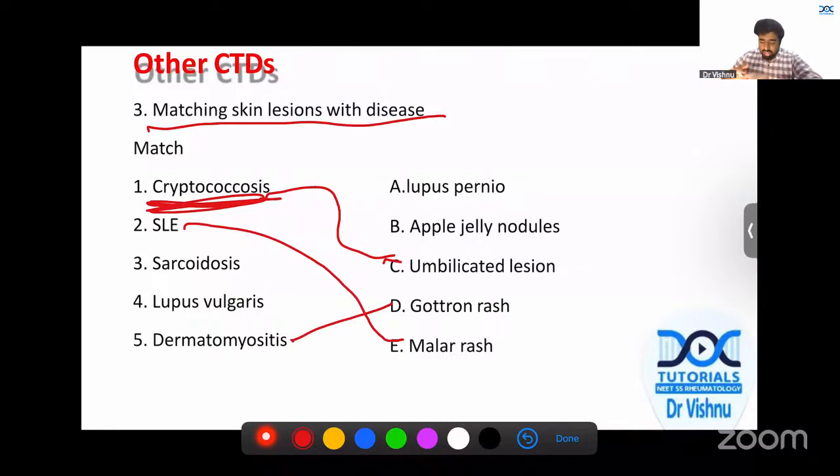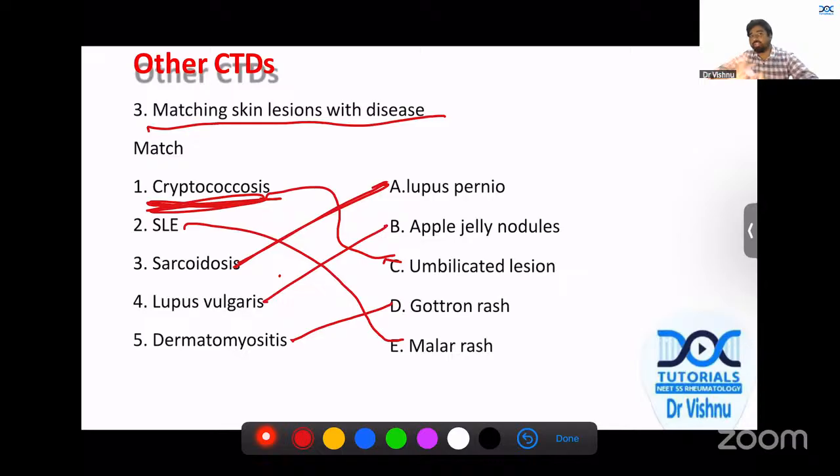Sarcoidosis, it's not very common, but in chronic sarcoidosis, one of the common skin manifestations is lupus pernio, and lupus vulgaris. Lupus vulgaris has nothing to do with your SLE, nor with your lupus pernio. It's basically a type of cutaneous TB where you see apple jelly nodules, etc. So that is lupus vulgaris, right? So this was the matching.